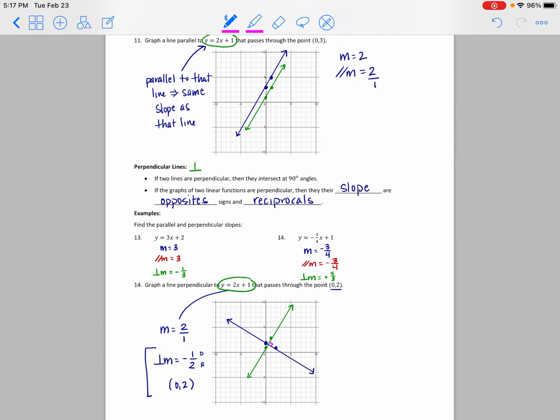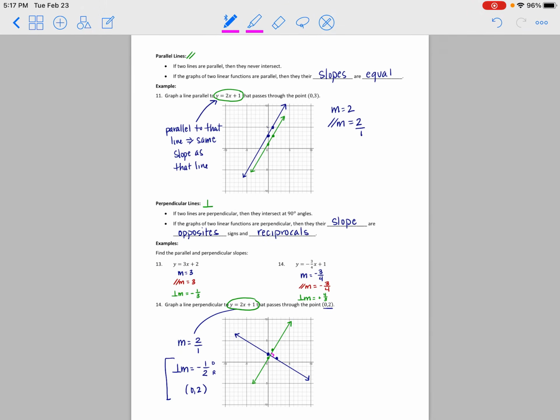Now that's just kind of scratching the surface of parallel and perpendicular. For the most part, what I need for you to commit to memory is that parallel lines have the same slope, perpendicular lines have opposite reciprocal slopes, and we will do more with those moving forward, okay?